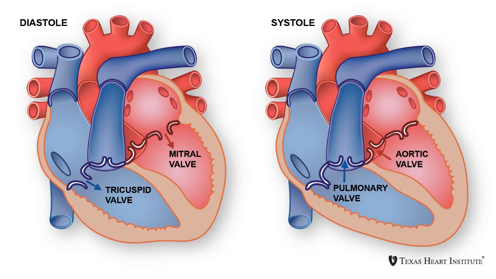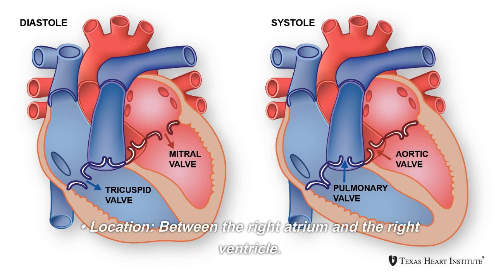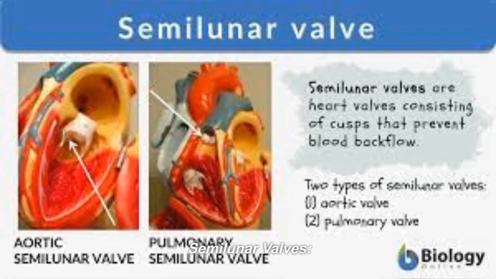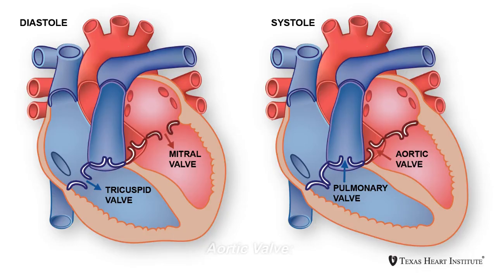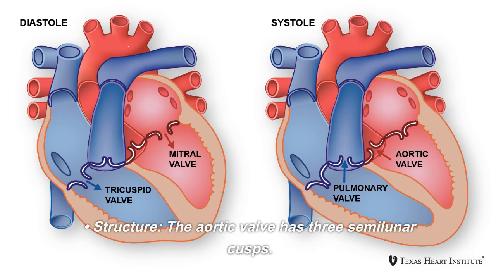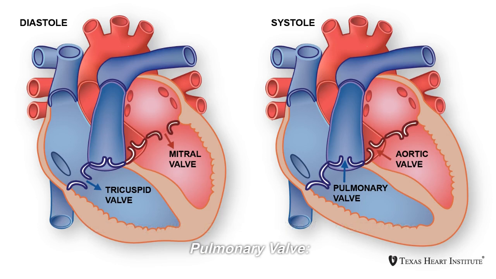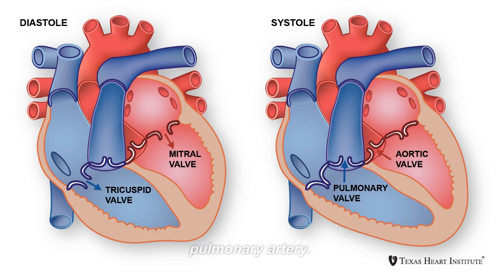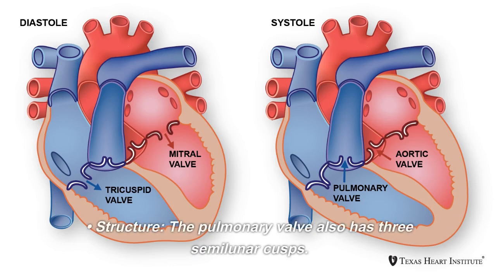Tricuspid valve. Location: between the right atrium and the right ventricle. Structure: the tricuspid valve has 3 cusps. Semilunar valves. Aortic valve. Location: between the left ventricle and the aorta, the largest artery in the body. Structure: the aortic valve has 3 semilunar cusps. Pulmonary valve. Location: between the right ventricle and the pulmonary artery. Structure: the pulmonary valve also has 3 semilunar cusps.